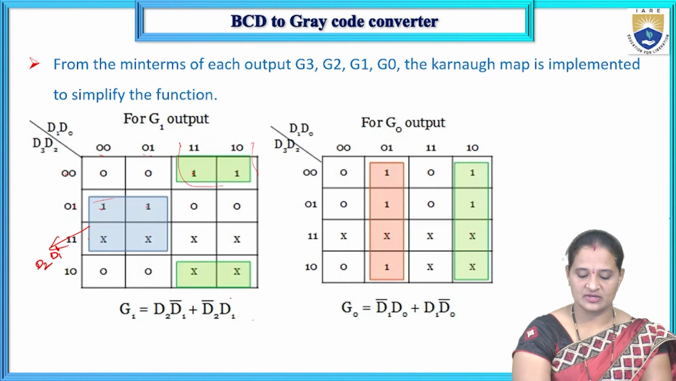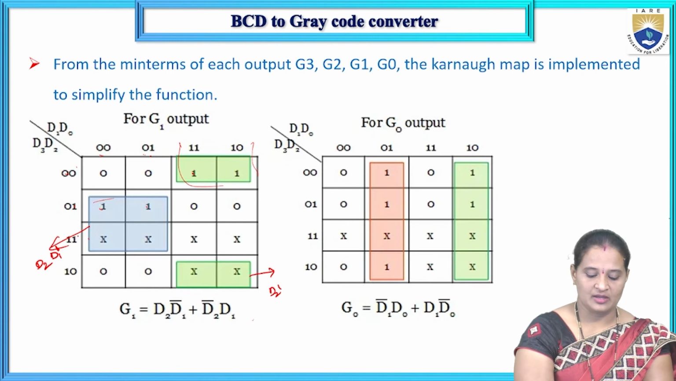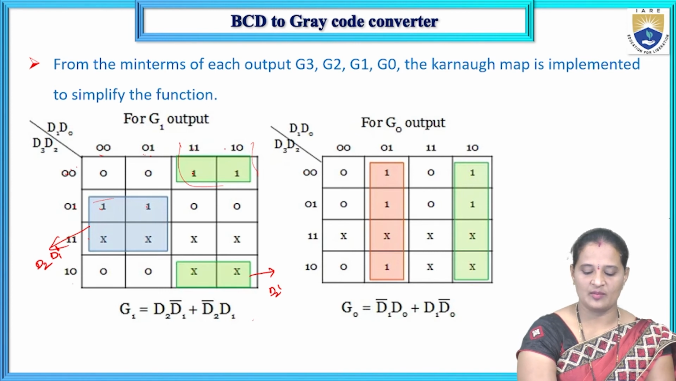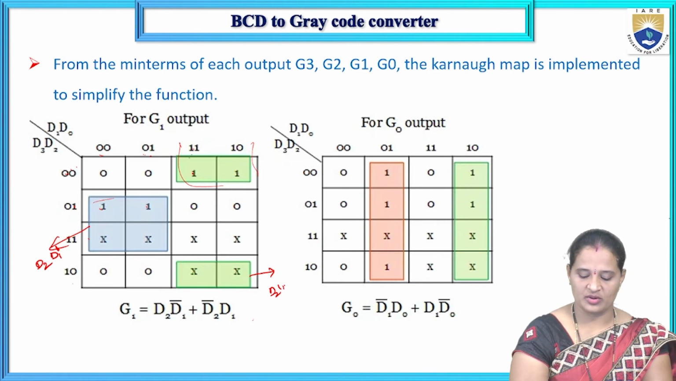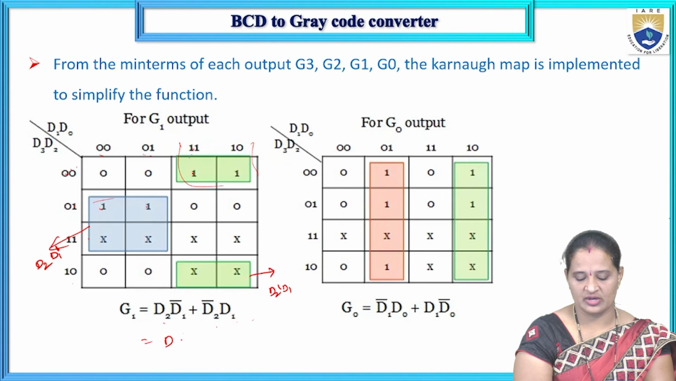Now coming to the first and last rows, D2 is common, so D2 complement, and D3 is varying, eliminate D3. Now coming to this one, D1 is common, so D1. So D2 D1 complement plus D2 complement D1, or else we can also write this as D2 XOR D1.